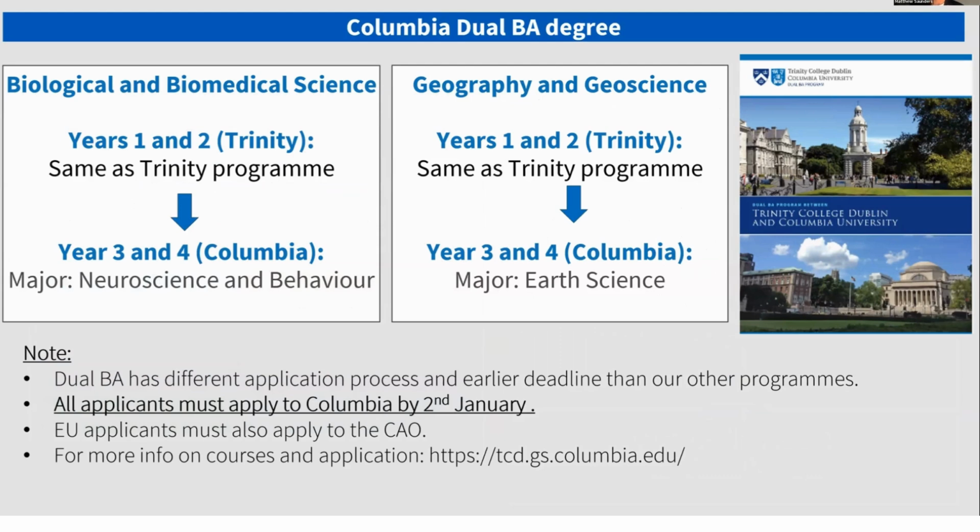Through both the biology and biomedical stream and also the geography geoscience stream, students can also apply to the Columbia dual BA degree program. So here you can see both the neuroscience and behavior, if you come through biology, biomedical sciences, and the earth science, which is the one we're most involved with in natural sciences, for this dual degree program. The first 2 years are undertaken in Trinity. It's exactly the same as the Trinity program structure that I've shown already. And then the final 2 years would be in Columbia University. And through the geography geoscience pathway, you'd have a major degree then in earth science from Columbia.